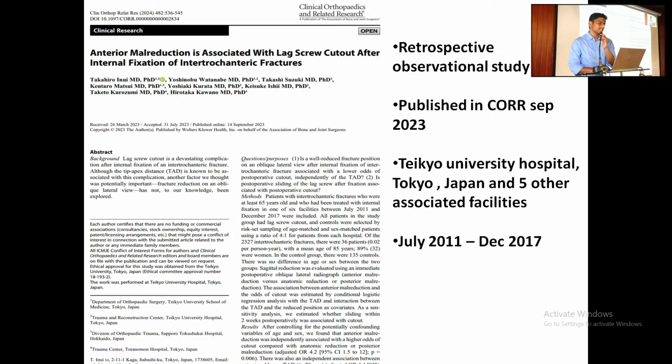Coming to the journal, this is a retrospective observational study published in Clinical Orthopaedics and Related Research in September 2023. The main work is done in Tokyo University Hospital, Tokyo, Japan, and 5 other associated facilities during the study period of July 2011 to December 2017, sir.